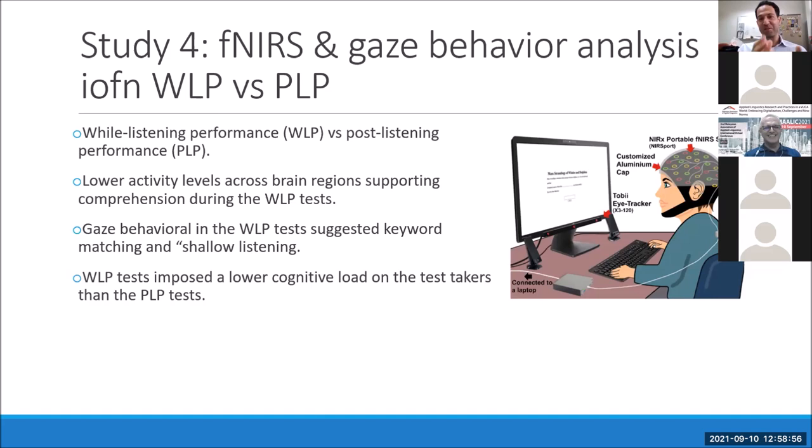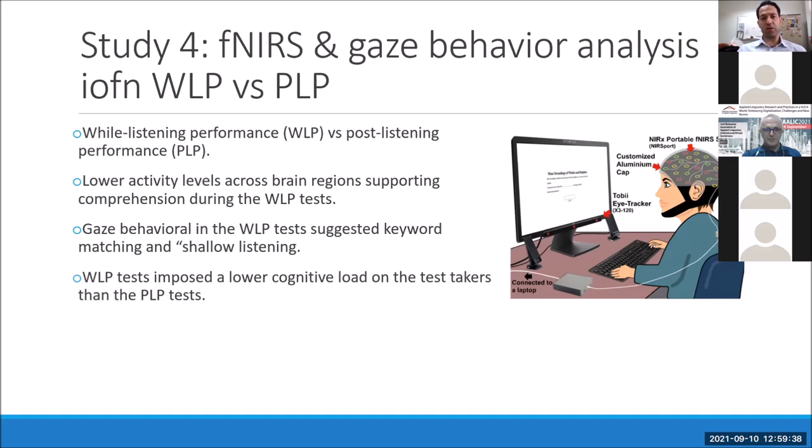Anyway, in this study, I don't want to go through every detail here, so I present it only in one slide. But in this study, we again compared WLP and PLP. What we found overall is that there was lower activity levels across brain regions that support comprehension during WLP. And also the gaze behaviors in WLP suggested that there was some process which we call keyword matching and shallow listening during WLP. And WLP tests imposed as a result lower cognitive load on the test takers than the PLP test.